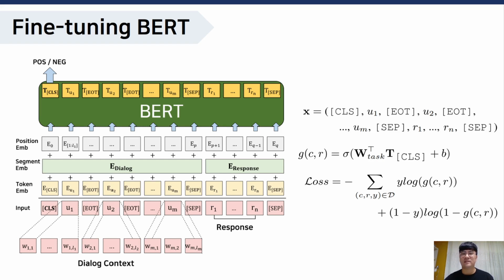Input sequence X is fed into the pre-trained BERT model, then the output representation of the CLS token, T_CLS, is utilized to classify whether the dialog-response pair is consistent or not. A relevance score of the dialog utterances and response is calculated using a one-layer feed-forward neural network, and we use binary cross-entropy loss to optimize the models.